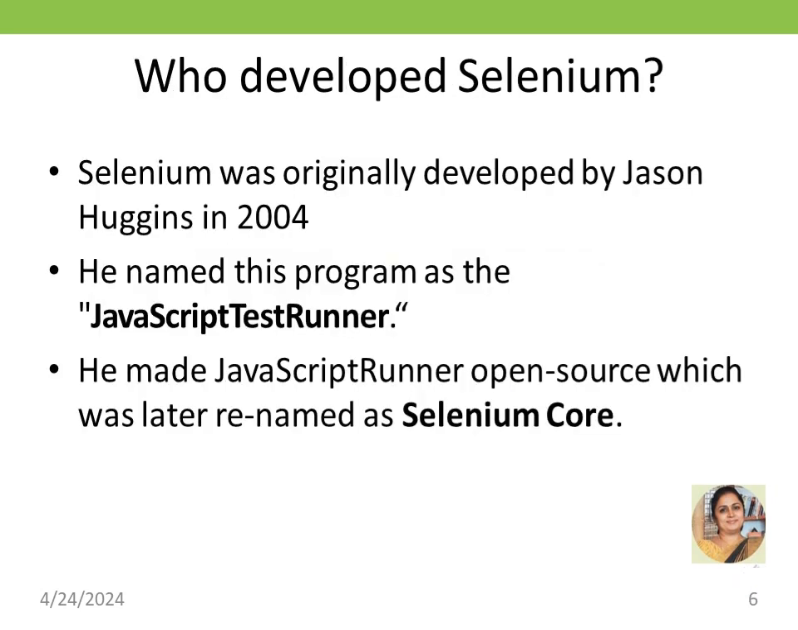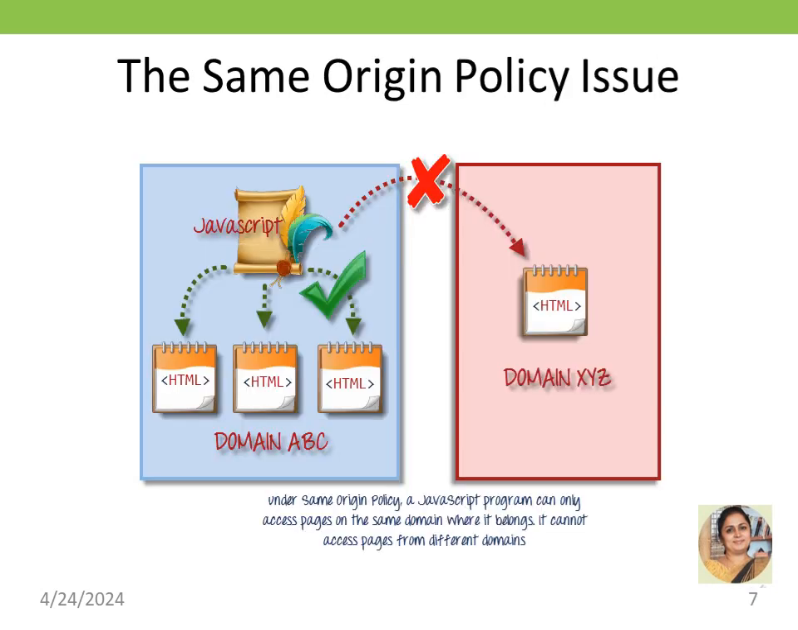Who developed Selenium? Selenium was originally developed by Jason Huggins in 2004. He named his program JavaScript Test Runner. He made JavaScript Runner open source, and it was later renamed Selenium Core. Then there was the same origin policy issue: a JavaScript program can only access pages at the same domain where it belongs, and it cannot access pages from different domains.